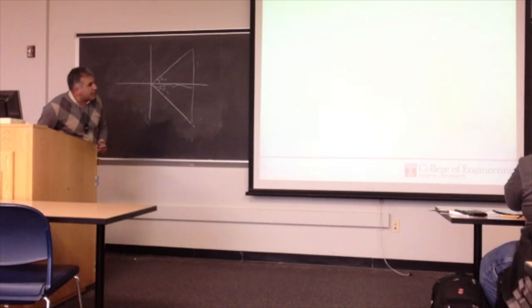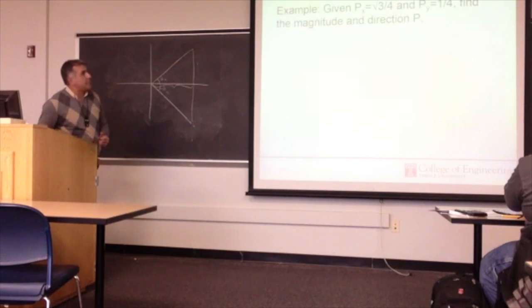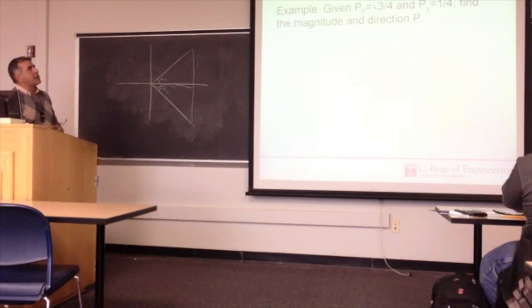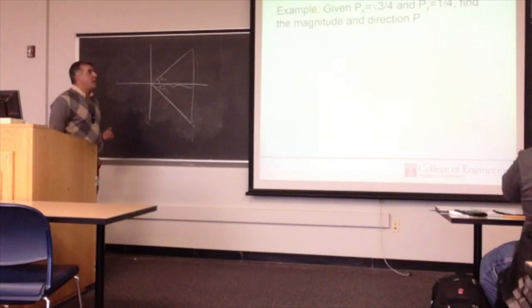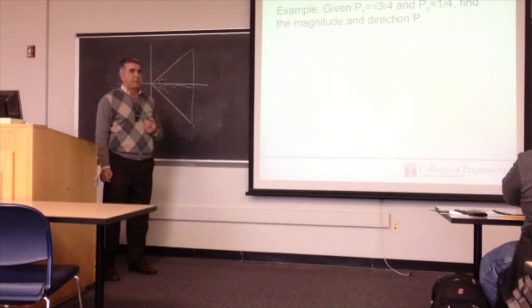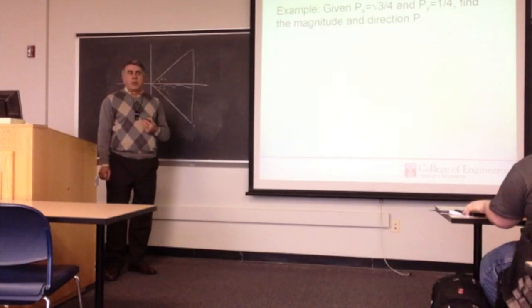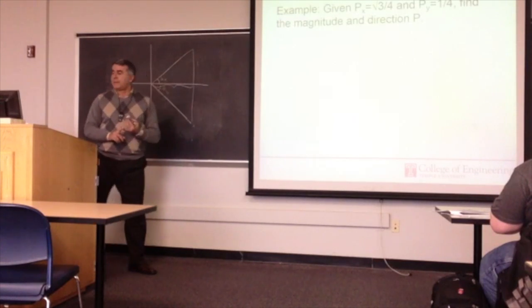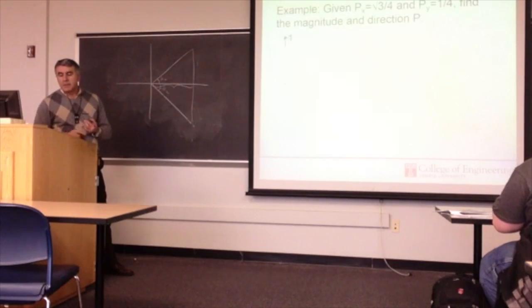How do we use this in an example? Given that px is equal to the square root of 3 over 4, and py is equal to a quarter, find the magnitude and direction. So if I have px and py, what do I have? Okay, this is what I have.